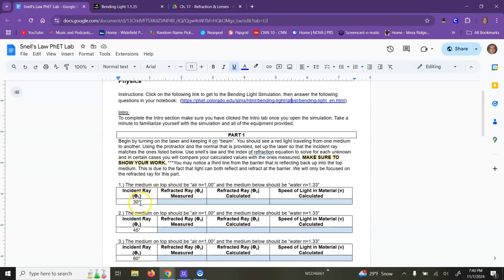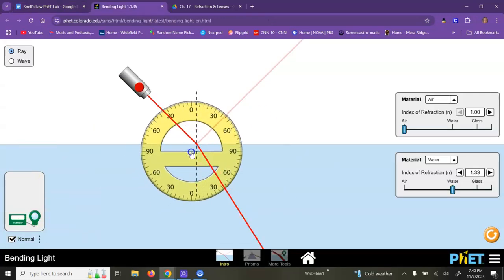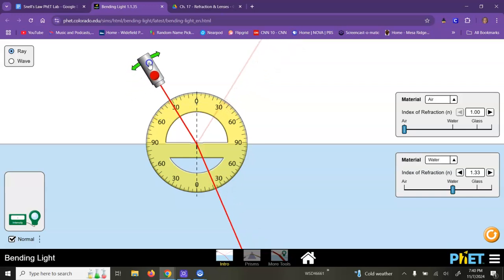So if our incident ray is supposed to be 30 degrees, let's take out our protractor. We want a 30-degree angle. That means we're going to put the 0 right here on the normal. So my 0 is right here on the normal, and I want my incoming angle to be 30. So I do have to move my light ray.